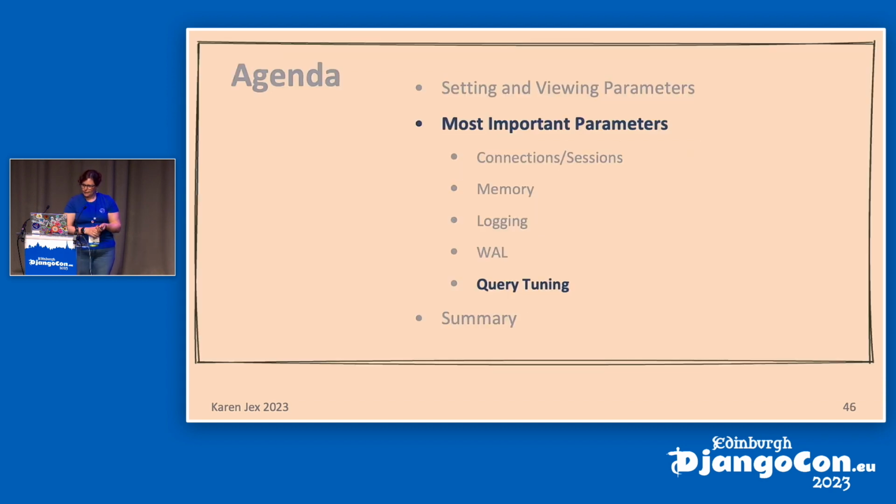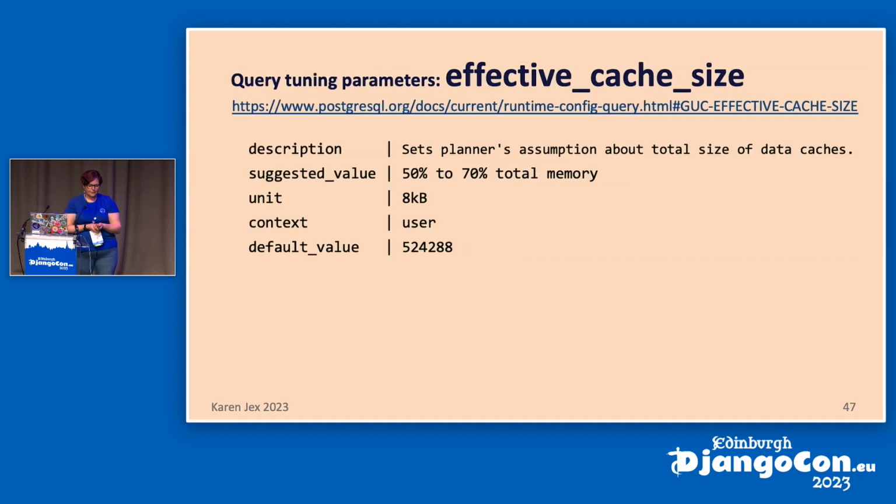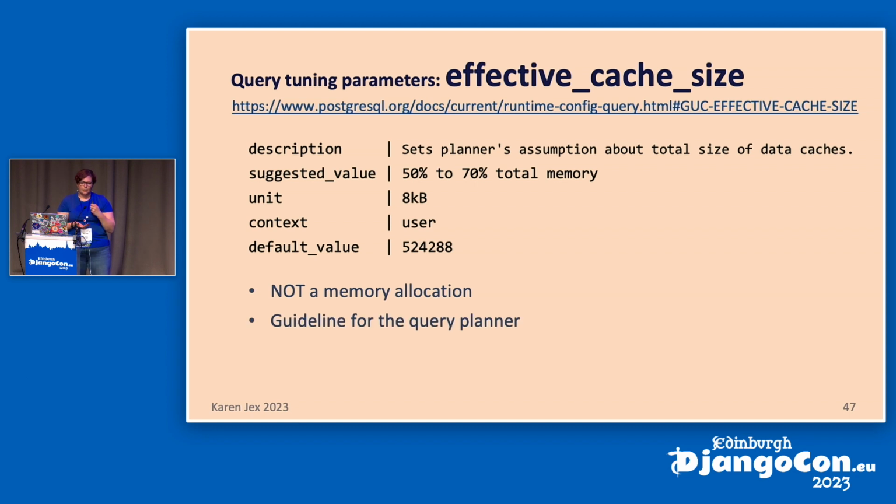And then finally, query tuning parameters. So you've got effective cache size, which actually isn't a memory allocation. It's just a hint to the Postgres planner to say, this is approximately how much memory you have available to you for performing certain operations. So this will tell it what kind of operations it should perform. If it thinks it's got lots of memory available, it might go for index lookups rather than doing a full table scan.